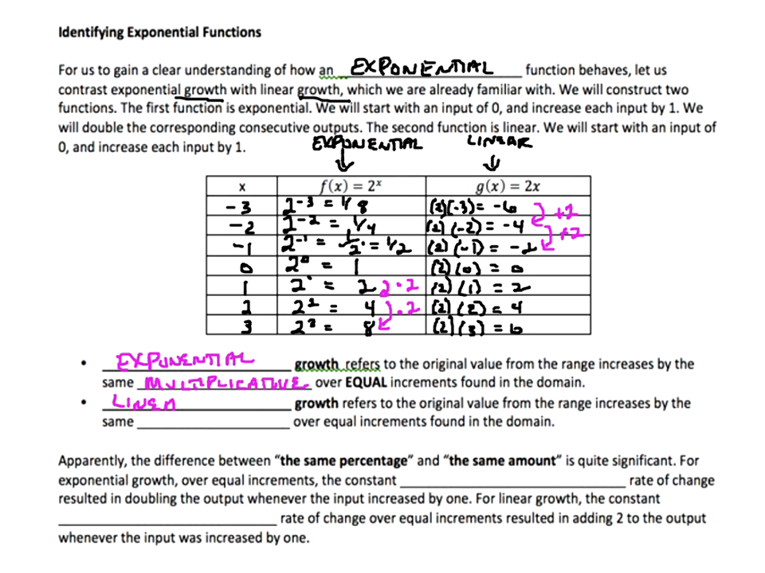On the other hand, linear growth refers to the original value from the range increasing by the same additive, or number that I'm adding with, over equal increments found in the domain. So the difference between the same percentage, which would be exponential, and the same amount, which would be linear, is quite significant.